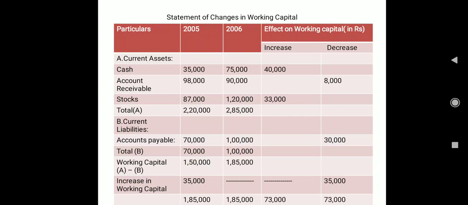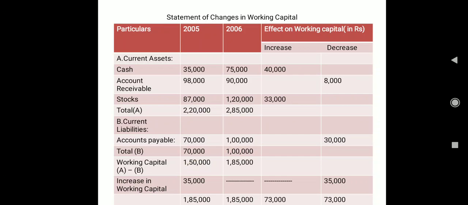This is your solution format. Again I am repeating, I have given you the format in that PDF notes. Kindly copy, that is for you, not for me; I have it in my notes. First we give the heading, statement of changes in working capital, and then the columns: particulars, then year 2005 and 2006, previous year and recent year, just as an example.